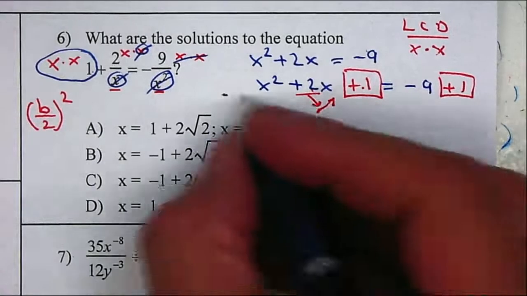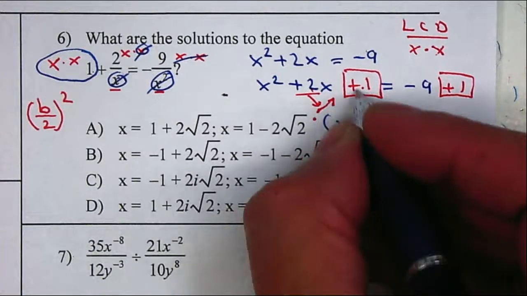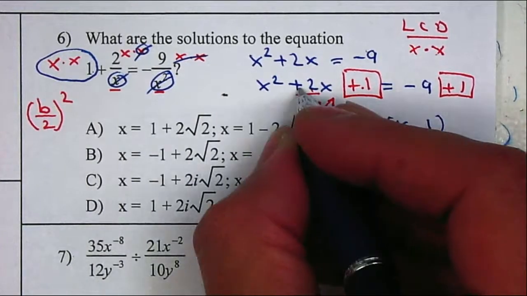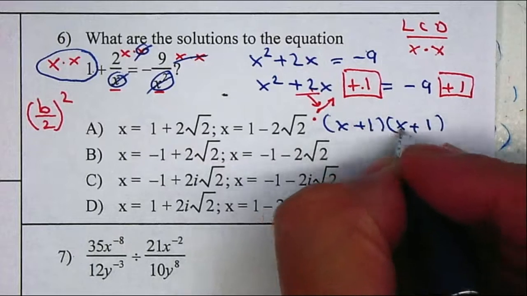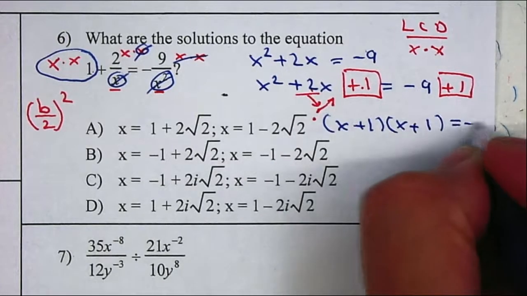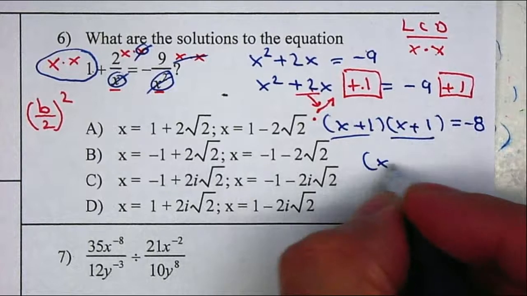Now from here, I'm going to factor the left hand side. So I have x and x. Factors of 1 gives me 1 and 1. They need to add up to a positive 2, so both should be positive. That gives me 1x and 1x, which gives me 2x, equal to negative 8. Since the factors will be the same, I can combine them into one.